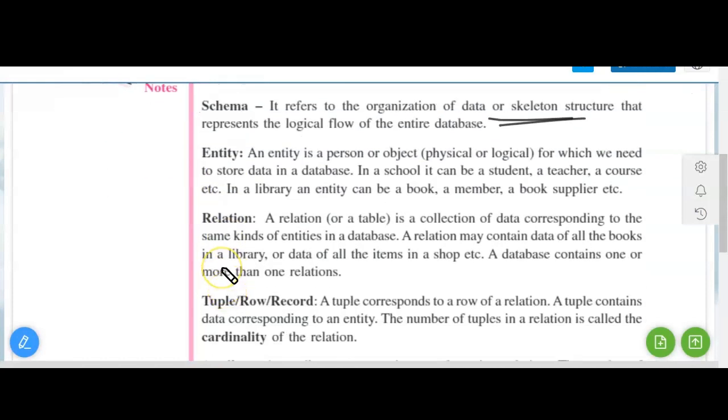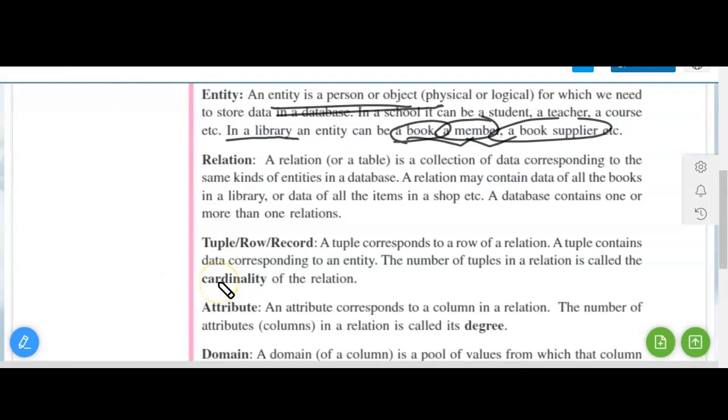Okay, next is entity. It refers to any of the person or object that is known as entity. So in a library, an entity can be a book member, a book supplier. These all terms can be referred to as an entity in case of a library. When it comes to school, a student, teacher or a course can be entities. Okay, so that is the meaning of entity. So we will come to know later in the chapter what this entity means. Okay, we have got ER model diagrams where these entities are explained much more better, in a better way.